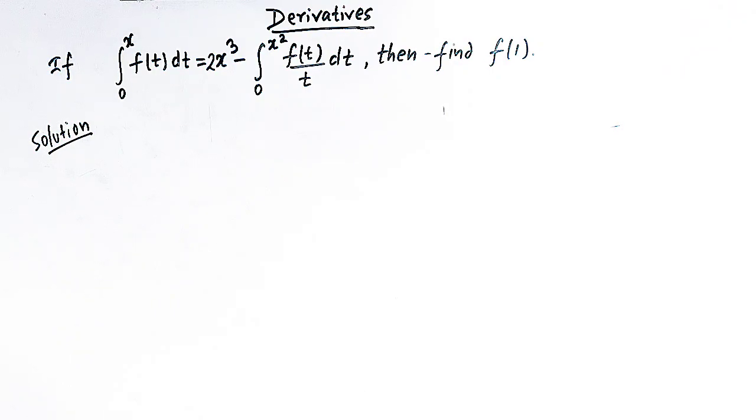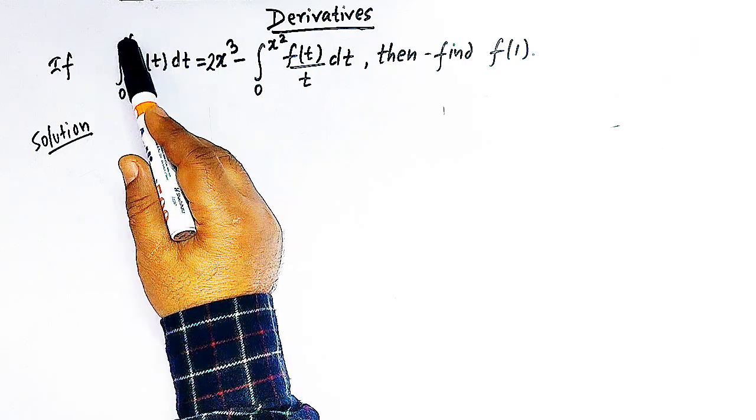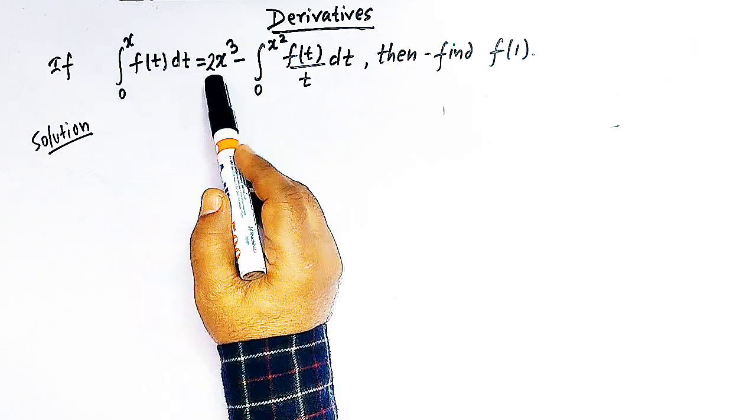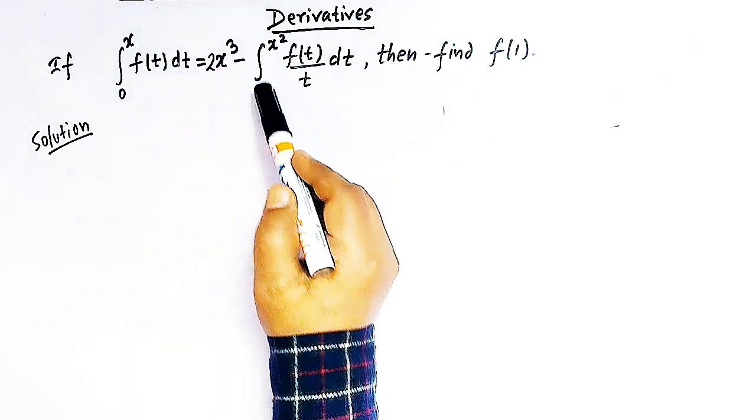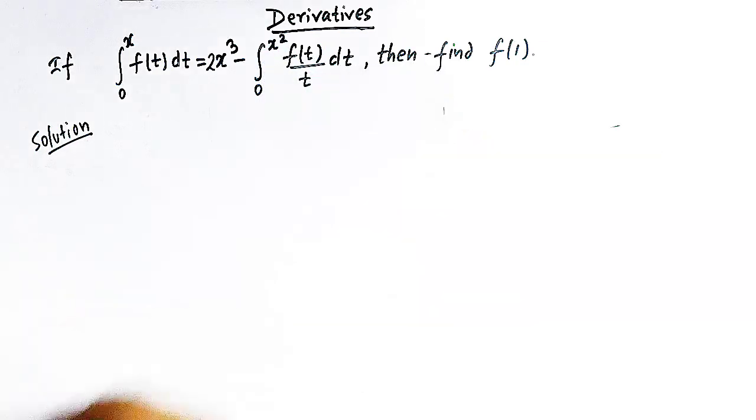Hello, viewers. In today's session, we are going to discuss an important problem from derivatives. Here we are going to solve this problem where the integral 0 to x of f(t) dt is equal to 2x³ minus the integral 0 to x² of f(t)/t dt. Then we have to find the value of f(1).